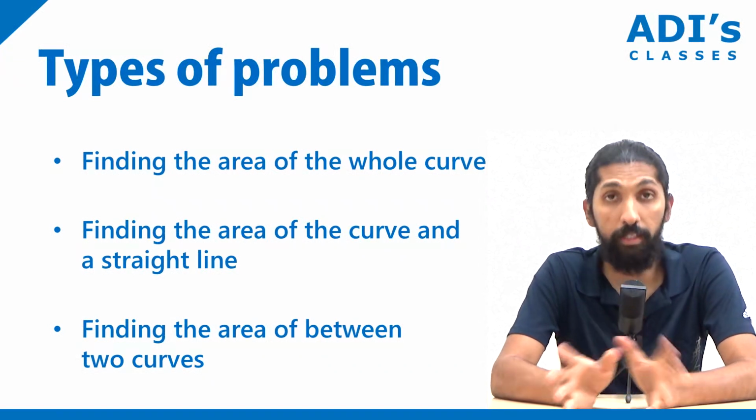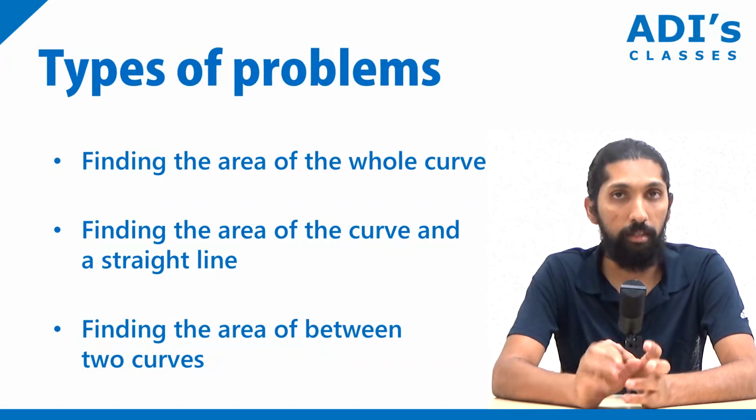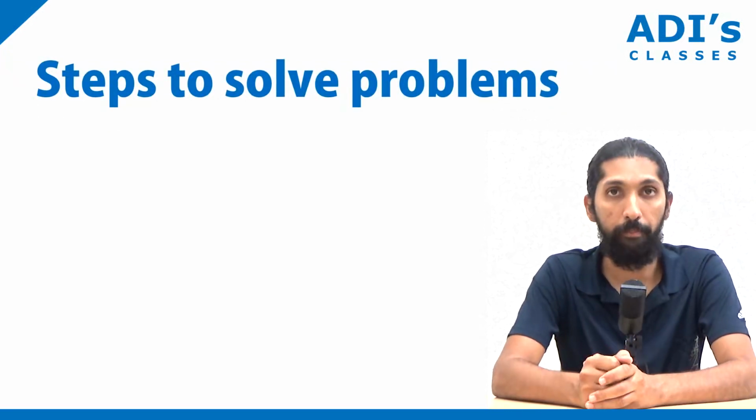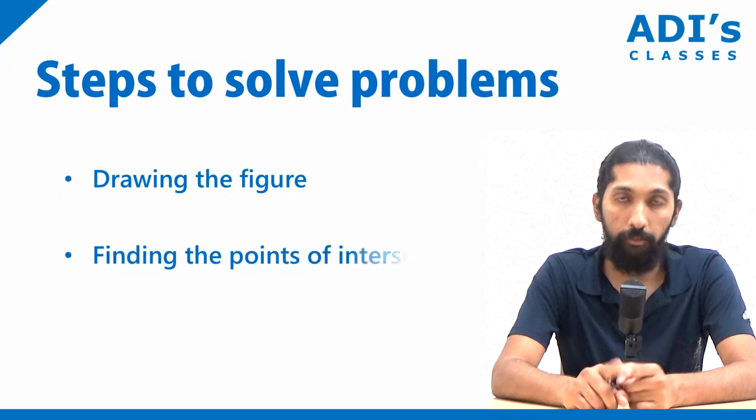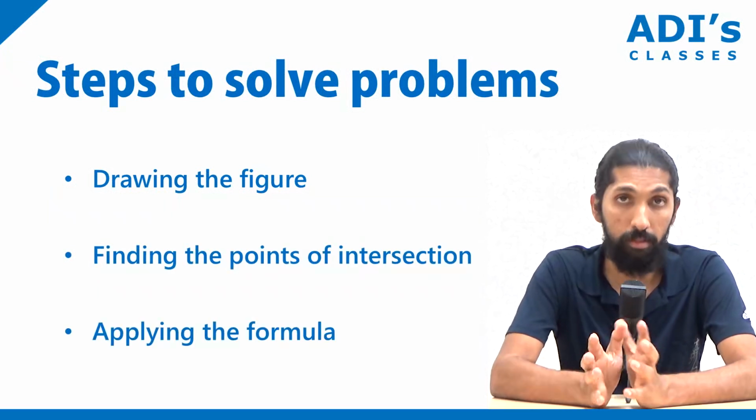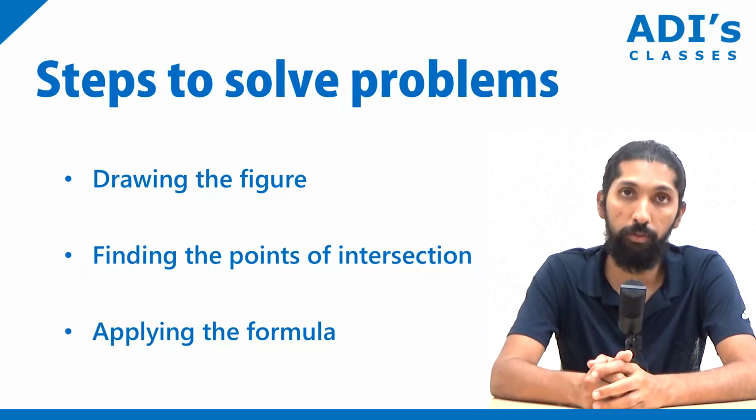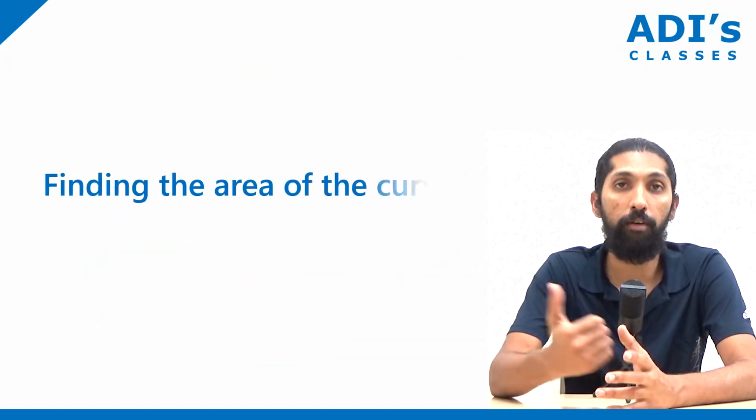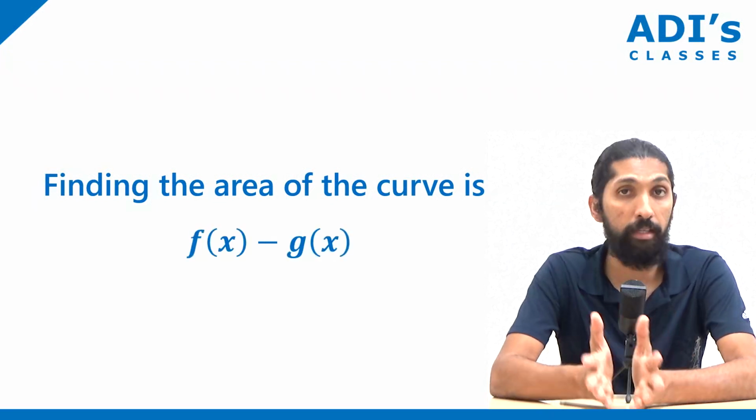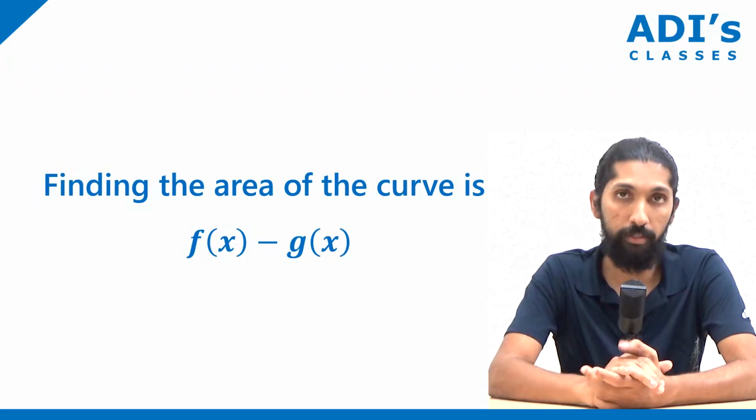Now, of all the types of problems you have done so far in this chapter, there are three steps in solving a problem: drawing the figure, finding the points of intersection, and then applying the formula. This is specifically true for the third type, where you have intersection of two curves. Whenever you have two curves, always remember you have to do f of x minus g of x, understanding which is f of x and which is g of x.